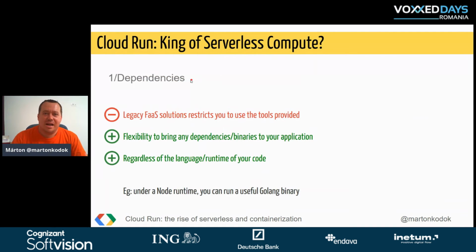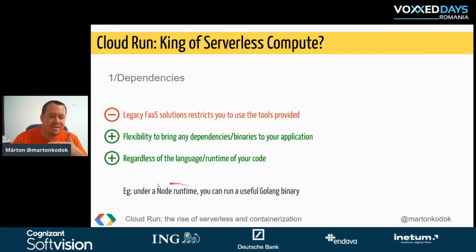Dependency. I put it here in red easily. All the legacy function-as-a-service solutions restrict you to the tools provided. You have a certain language, a certain version, which could be from 2 years ago, and it's very hard to run any custom things on it. In the Cloud Run environment, you can bring any dependency, any binary to your application, because it's a container. So regardless of your language or runtime, you can use whatever, and you can combine.